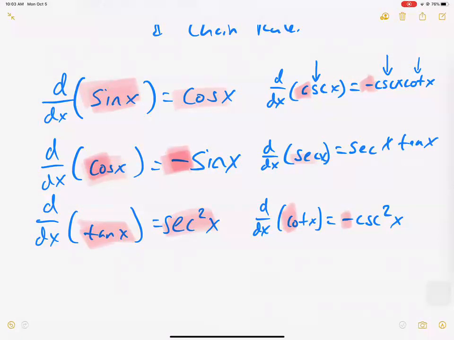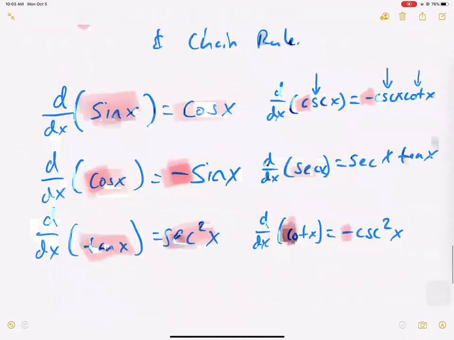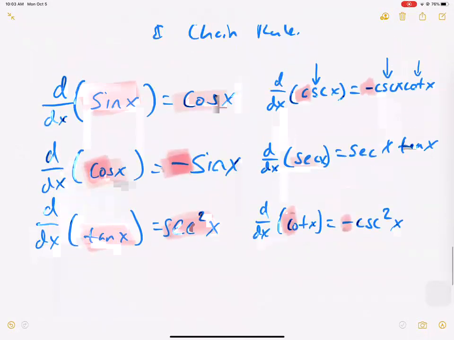For secant, secant, excuse me. Sorry, I say it so fast that it actually stalls out. But secant tangent. And the derivative of cosecant is cosecant cotangent. You will need to memorize all this stuff.